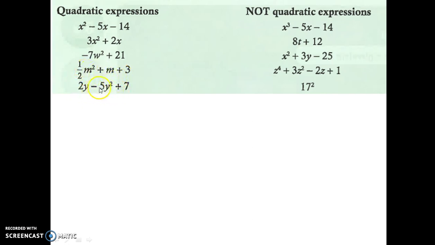So notice the order here doesn't matter, as long as we have a y squared, and here an m squared, a w squared, something squared. On this side, it was cubic. This one has no squared exponent, therefore it's linear. This one does have x squared, but it also has another variable, so that's not a quadratic. This one has a fourth power, quartic, so that's not quadratic. And this one just has a constant squared, not a variable squared, so that is not a quadratic either.